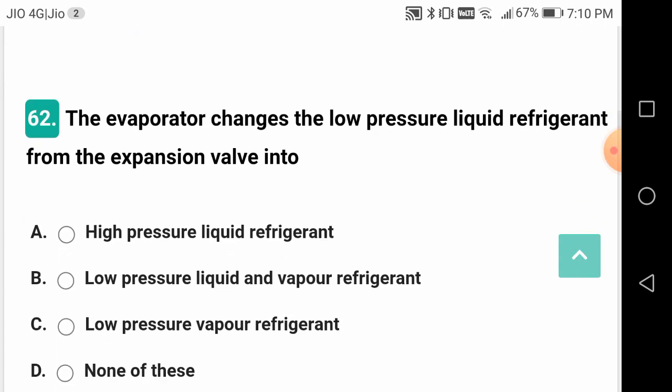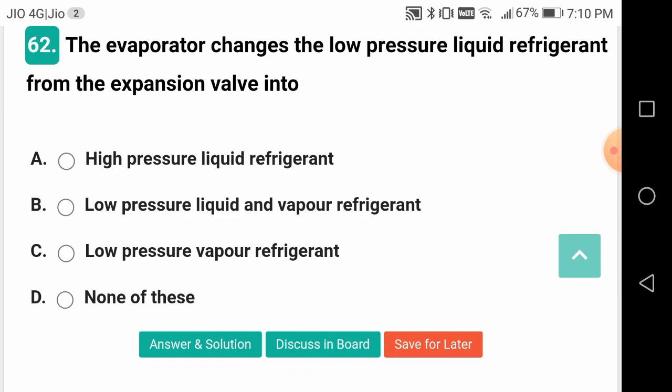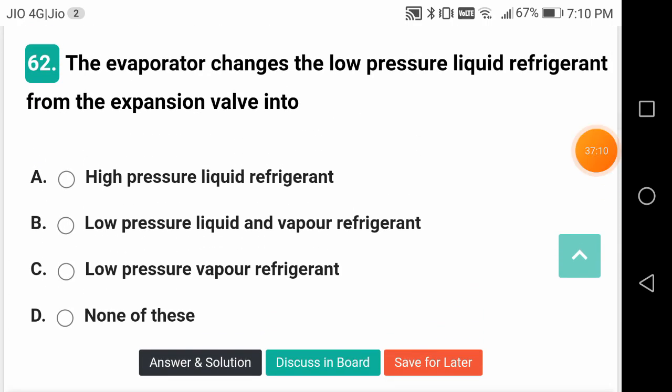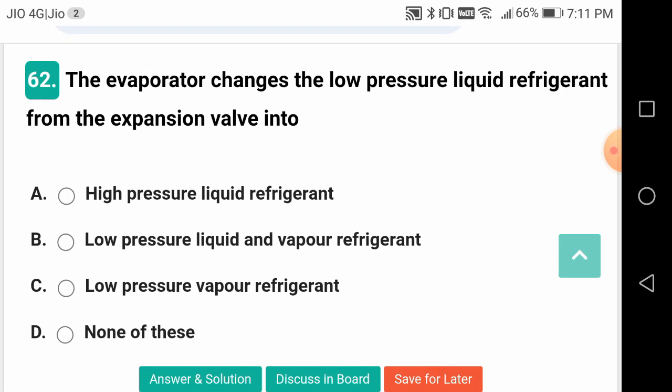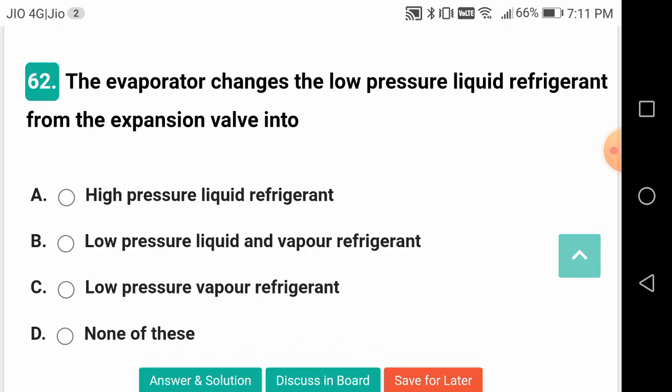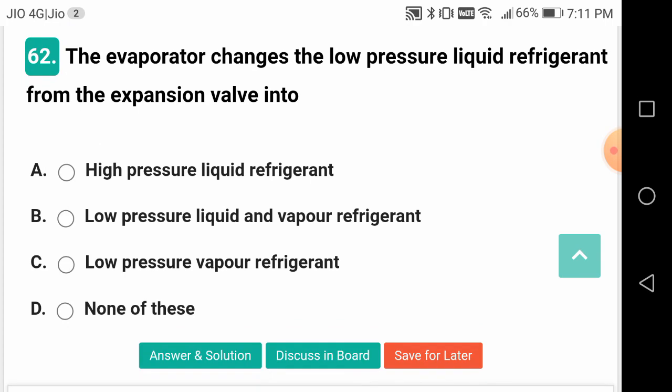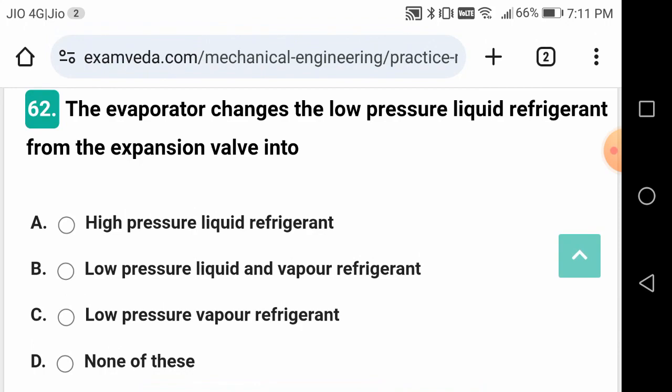The evaporator changes the low pressure liquid refrigerant from the expansion valve into low pressure vapor refrigerant. Pressure is not going to change, friends, because in the evaporator it will be constant. But what will happen, pressure will be decreasing from the condenser pressure to the evaporator pressure, right?